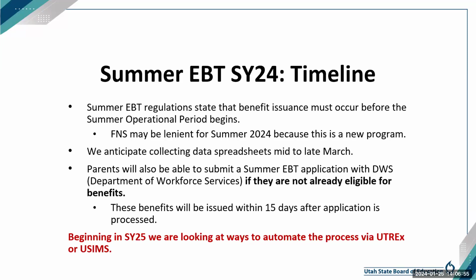That's our hope. Parents will also be able to submit a summer EBT application with the Department of Workforce Services for their children if they are not already eligible for benefits. So that means if your food service director has not given them a free reduced benefit determination this school year, so they've come through direct certification or they have an income application. If none of that is true, but the student is still eligible based off of income, the parent can submit the summer EBT application directly with DWS. And those benefits have to be issued within 15 days from the time the application is, I think it's actually submitted, not just processed.